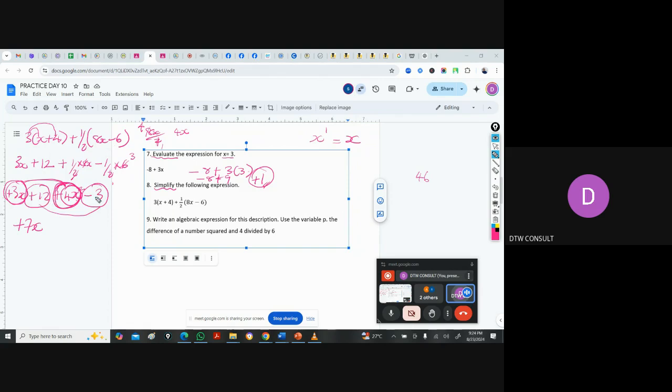And what's positive 12, negative 3? Ali, what's positive 12, negative 3? Positive 9, right? Yes, you get a positive 9. So we subtract and we take the sign of the bigger number, so positive. So our final answer here is 7x plus 9. Do you see that?